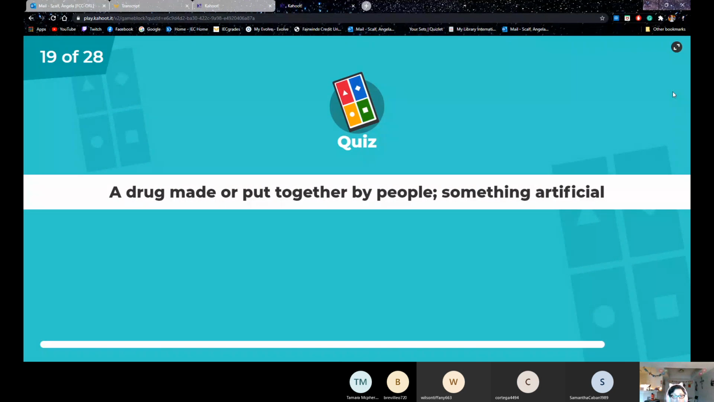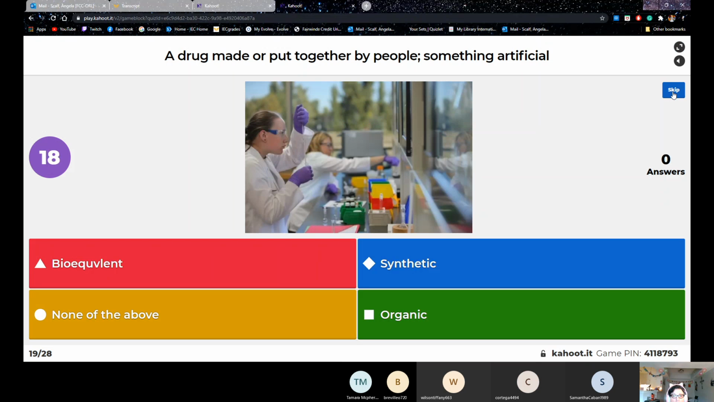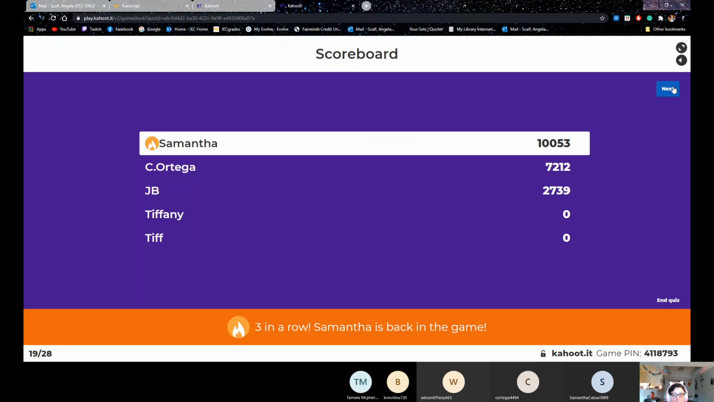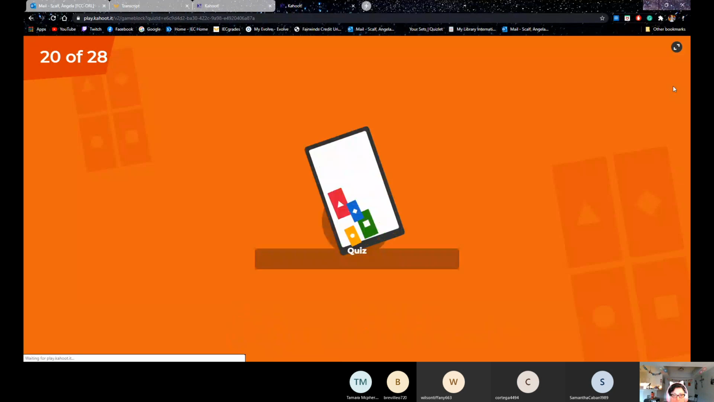A drug made or put together by people is something artificial. So it's put together in a lab. Yeah, that'd be a synthetic, because organic means what? That it's natural and it's from the earth. Yep. Samantha's back on fire.